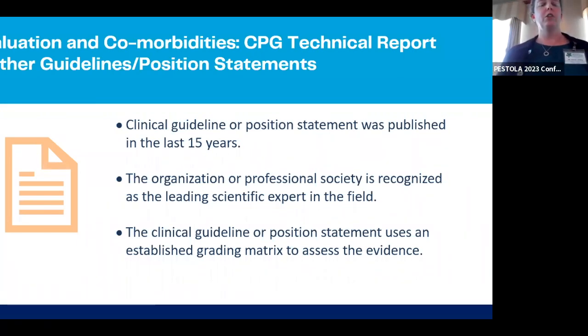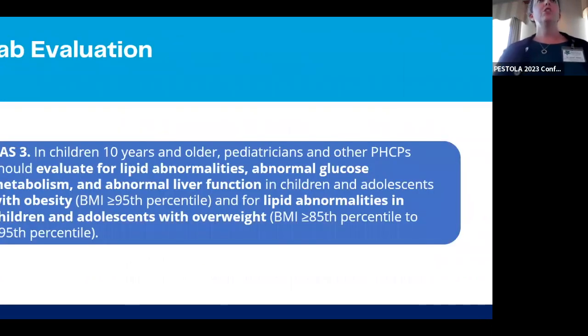For a guideline to be included, it needed to be published in the last 15 years. The organization or professional society had to be a leading scientific expert in the field, and they had to have an established grading matrix to assess the evidence. So this key action statement encompasses overall evaluation. This was a grade B for children with obesity that are 10 years and older. Pediatricians should evaluate for lipid abnormalities, abnormal glucose metabolism, and abnormal liver function in children with obesity, and also lipid abnormalities for children with overweight. So that's no real change. That's what we've been recommending for a while.